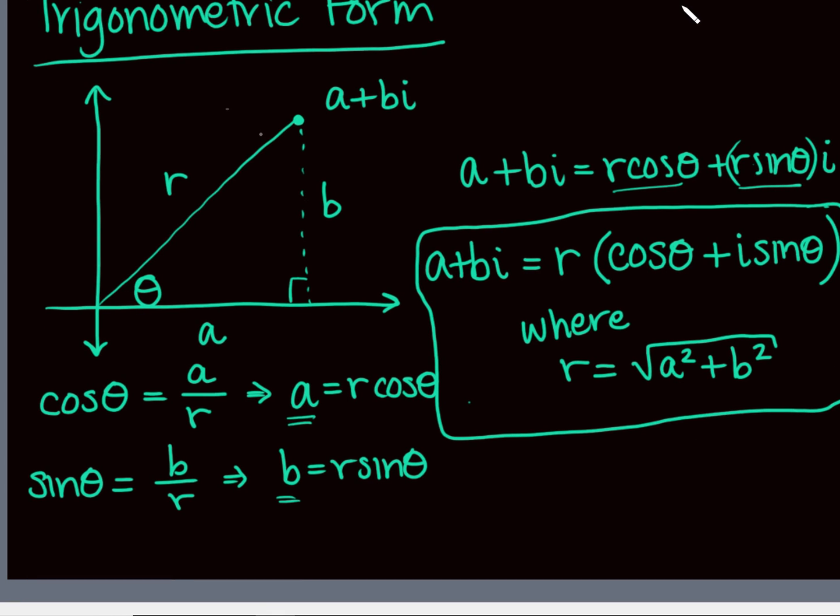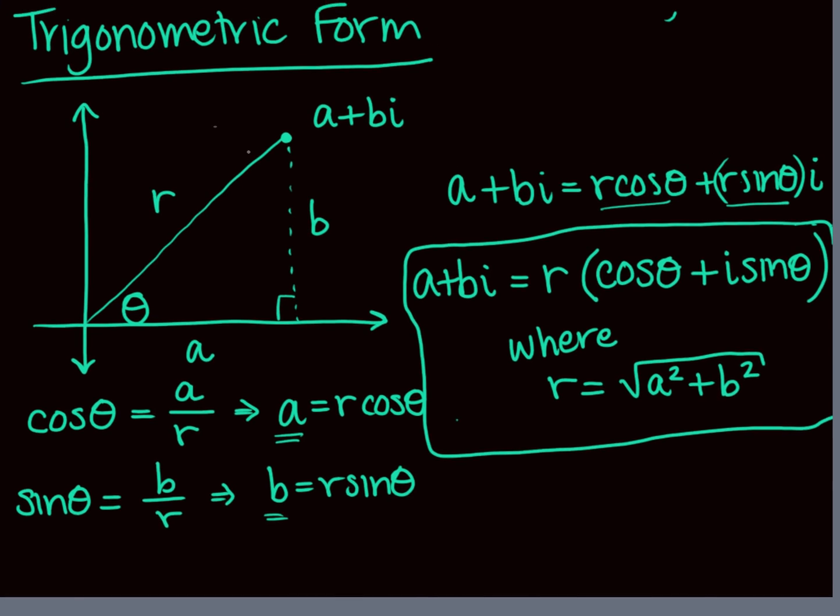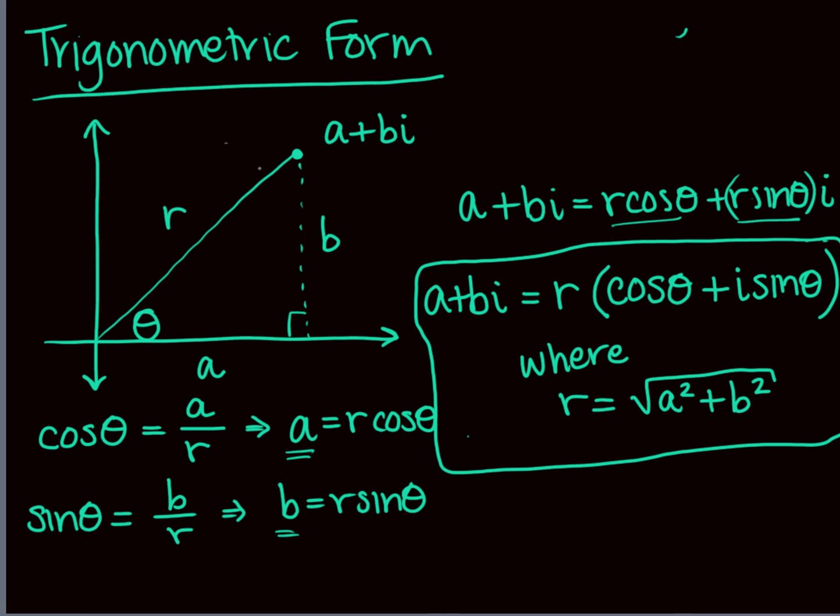This is the definition of a complex number in trigonometric form. Was that kind of weird? I bet that looked weird. This is it. So again, let's write that again. This is a plus bi is equal to r times cosine theta plus i sine theta.